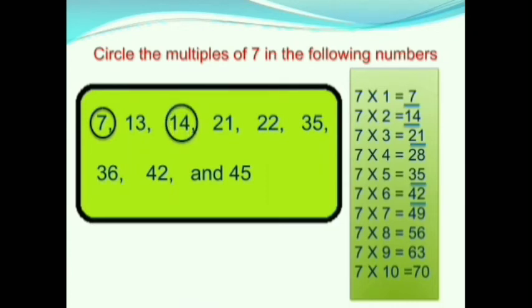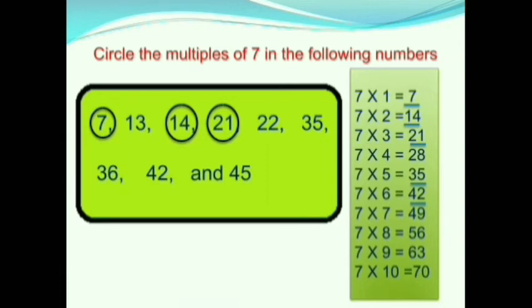Next number is 21. 21 is there in 7 table. Yes, it is there. 7 threes are 21. So we will circle it. Next number is 22. 22 is there in 7 table. 22 is not there in 7 table. So we will not circle it.